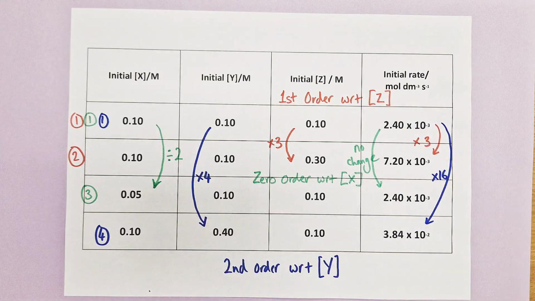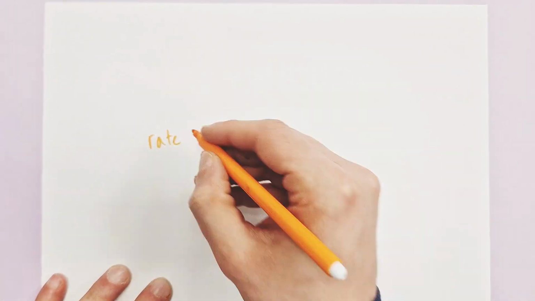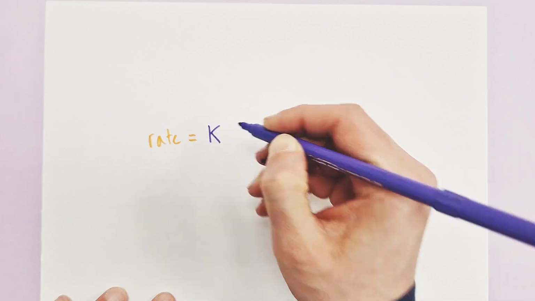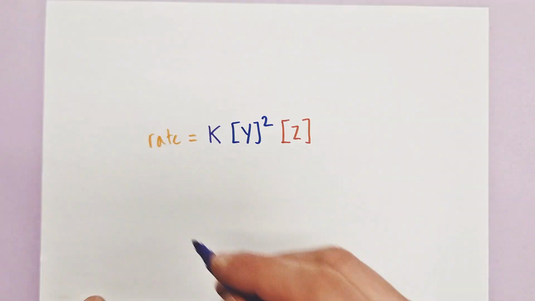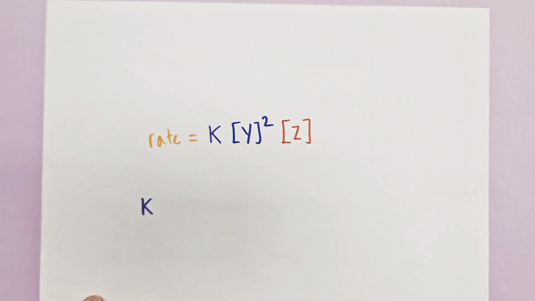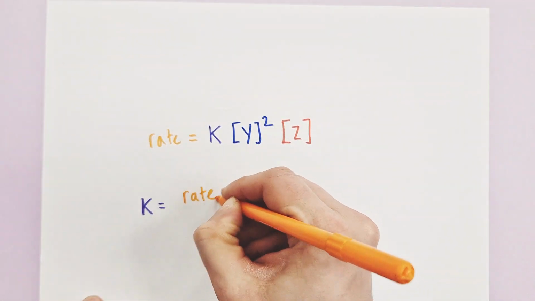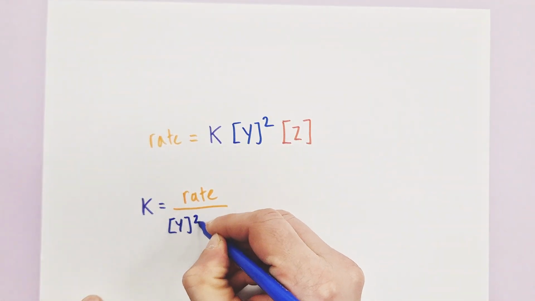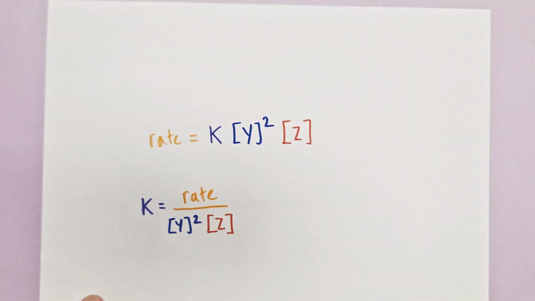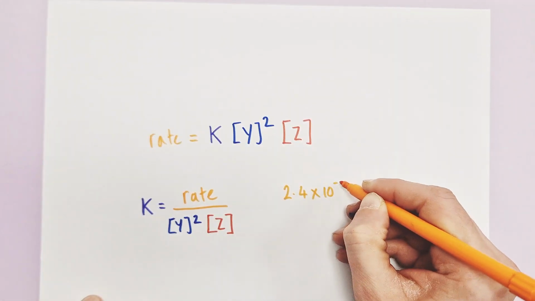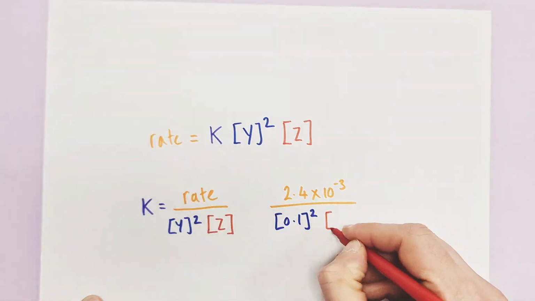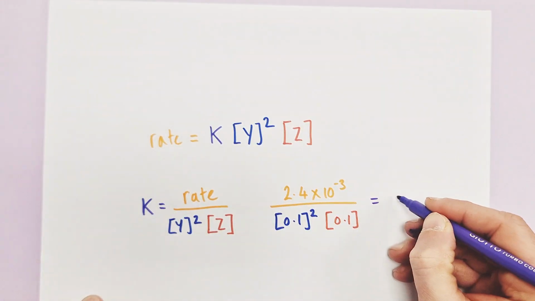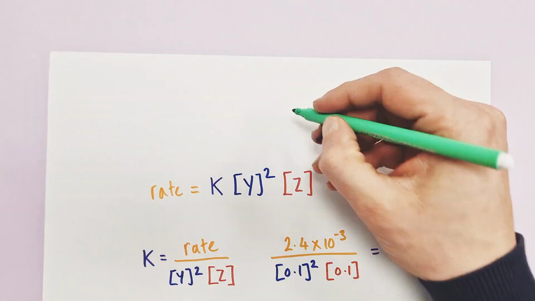So now we have all the information we need to calculate a value for the rate constant K. First, we write out the rate equation, rate equals K, Y squared times Z. We then rearrange the rate expression for K, K equals rate divided by Y squared times Z. Now we can calculate a value for the rate constant by taking some data from one of the experiments. I've taken my data from experiment 1. That gives me a value of 2.4 for the rate constant K.